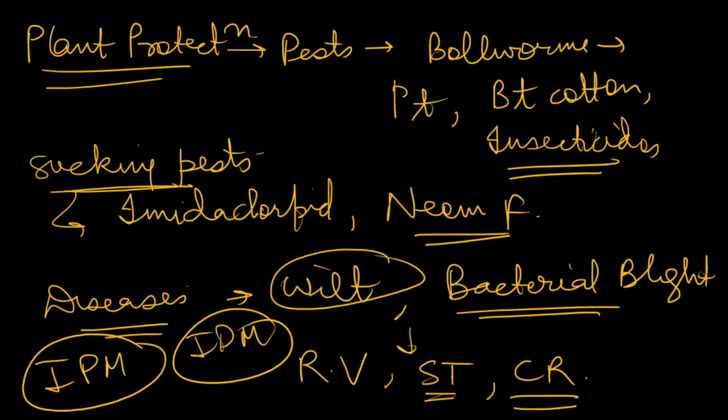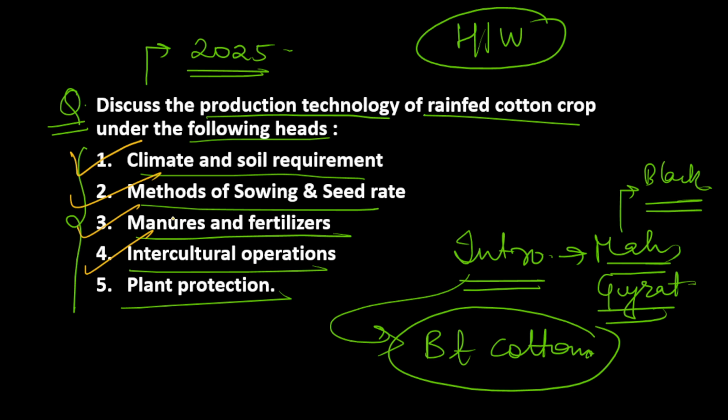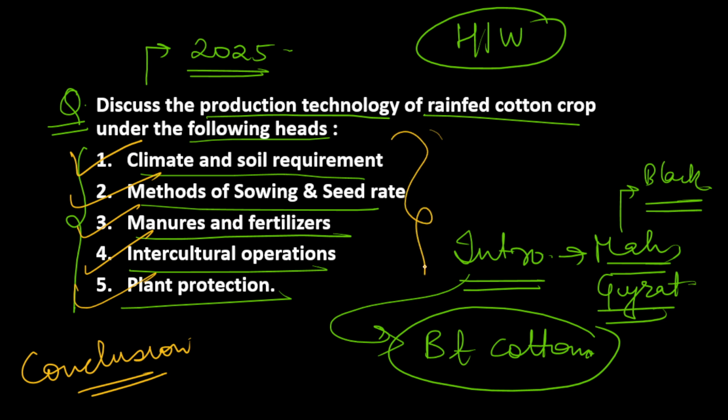So these are all the things which we have discussed: climate and soil requirement, method of sowing, manures and fertilizers, intercultural operations, and plant protection. I hope you will be able to write a good answer now. In conclusion, you can mention that a proper package of practices, or production technology, of cotton can enhance its yield and productivity, and lead to better production of cotton. These are the things which we can mention in the answer. I hope you understand all the parts and will be able to write a good answer now.